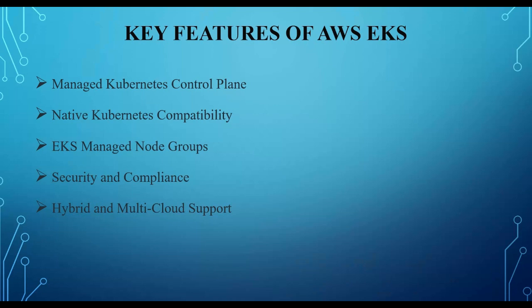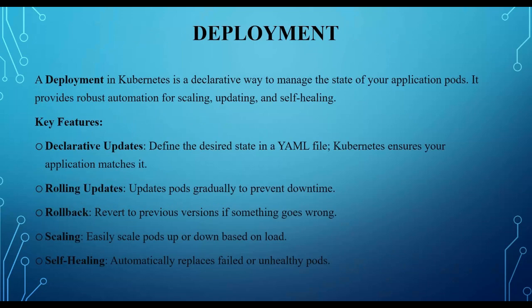So multi-cloud support means it can be deployed across multiple different regions, and it also works with other cloud providers for the multi-cloud strategy. We can use EKS on AWS Outposts, and also bring some native AWS services to use in the on-premises environment. These are all the key features of AWS EKS.